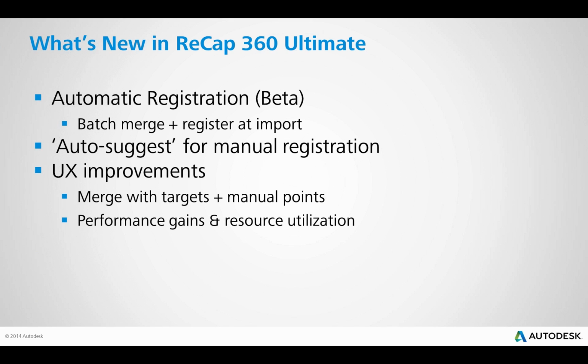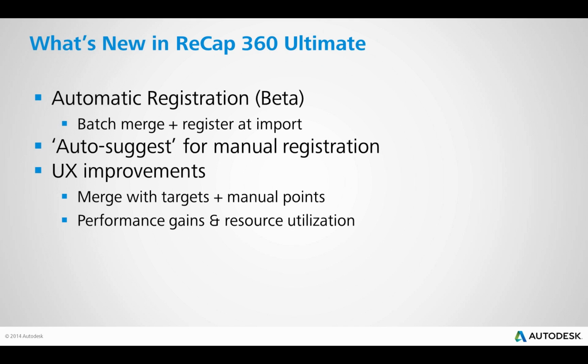But what I'm going to be talking about today specifically is the 360 Ultimate features, in particular the automatic registration. We're considering it still a beta, but we do want to get it out into the field and let people play with it and give us feedback on that. Basically this is a batch registration mode that tries to do a lot of the simple registration for the user up front and let the user be involved in the more challenging pieces of registration that we may not be able to automate. And so I'll talk a lot about that today.